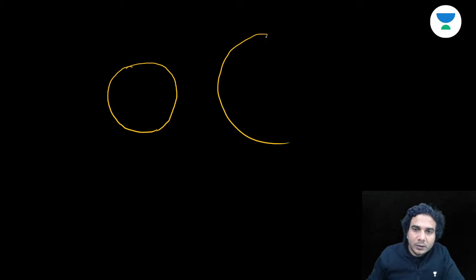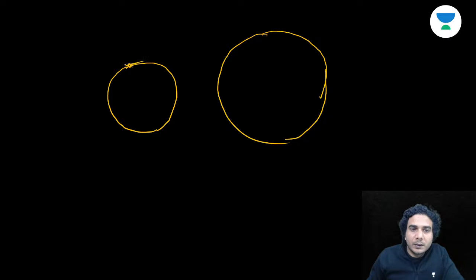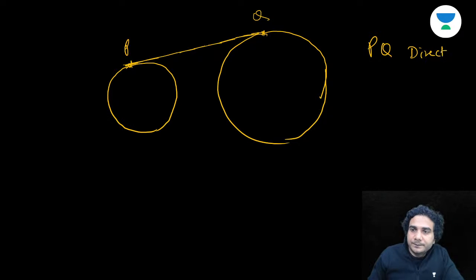Then the next geometrical point is this. If you have two circles, see this. If you have two circles, then what is this? This is called a direct common tangent, right? Do you know this? PQ is the direct common tangent.